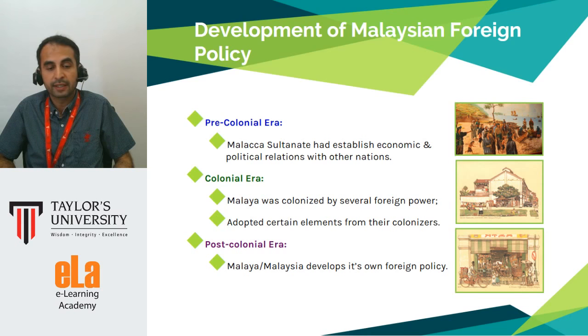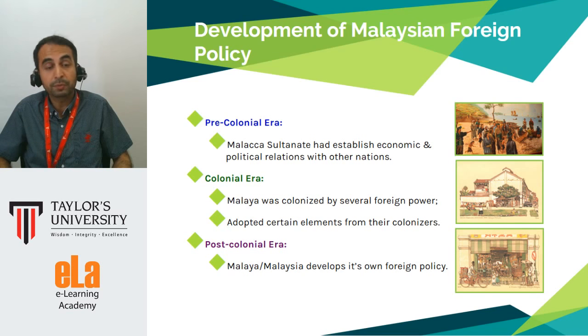For instance, during the Malacca Sultanate, the rulers of Malacca made sure that they had very good contacts not only with the China empire, but they also had a very good relationship with neighboring countries like the Siamese kingdoms and some of the kingdoms in the Sumatra Islands.